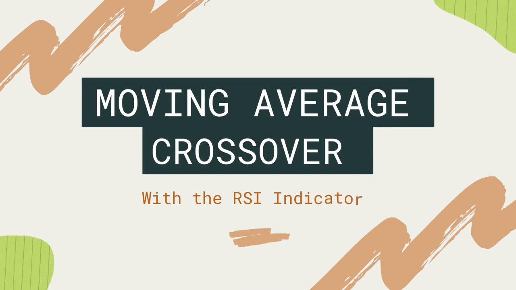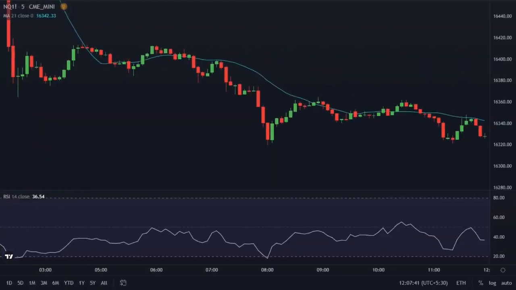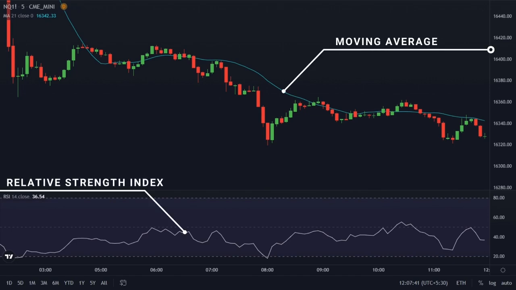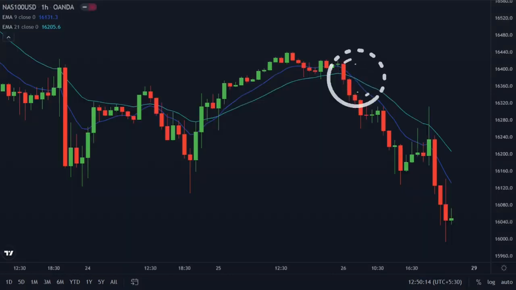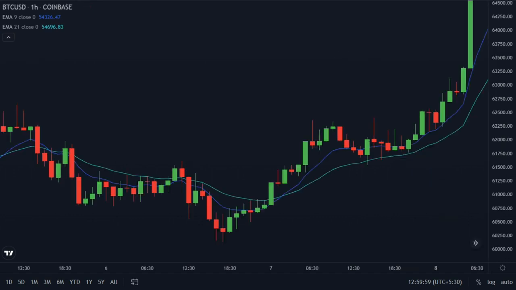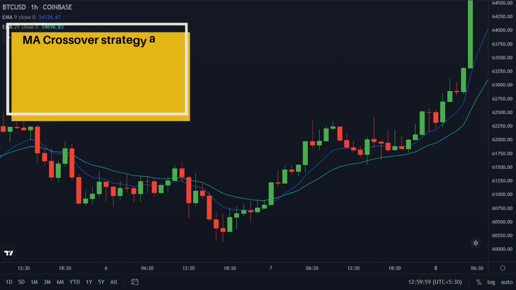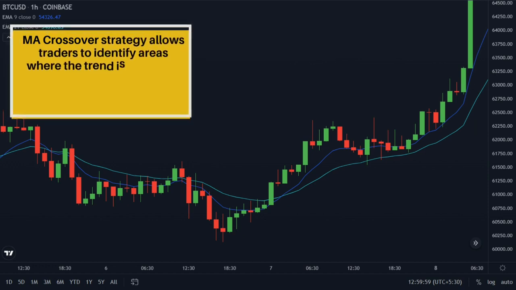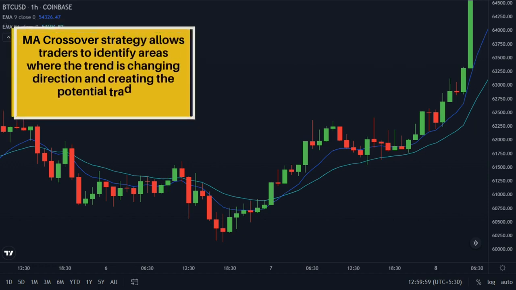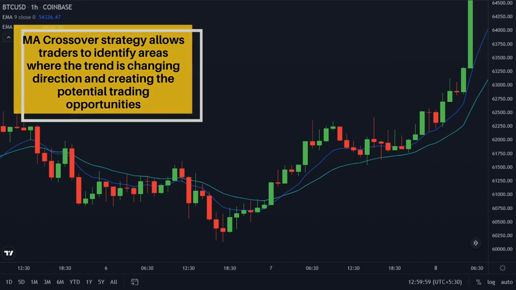Our first strategy is a moving average crossover with the RSI indicator. Indicators such as moving averages and relative strength index are mathematical technical analysis tools that traders and investors use to analyze the past and predict future price trends. A moving average crossover often indicates an upcoming trend change. Applying the moving average crossover strategy to a price chart allows traders to identify areas where the trend is changing direction, creating potential trading opportunities.